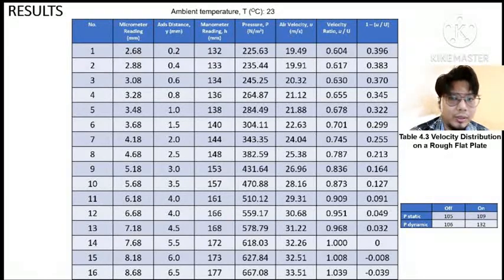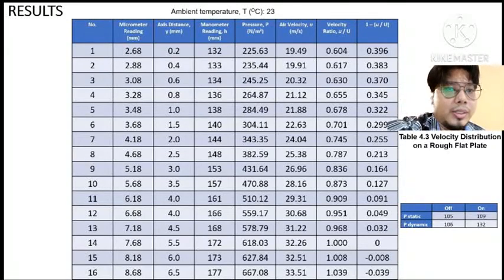Same as table 4.1, there are 16 readings, but the only difference is the micrometer reading and the manometer reading. After that, we complete the table, and that's all.